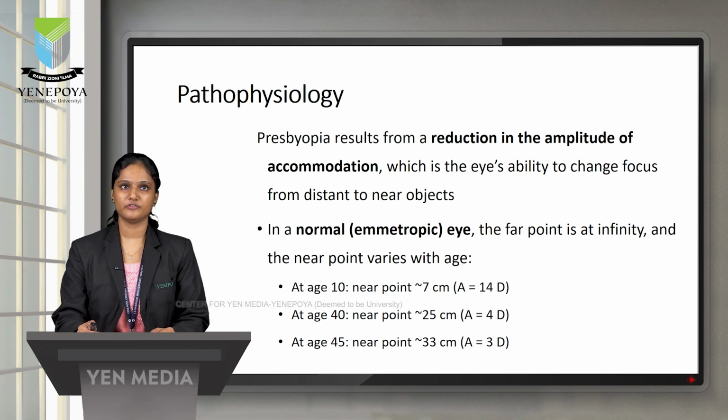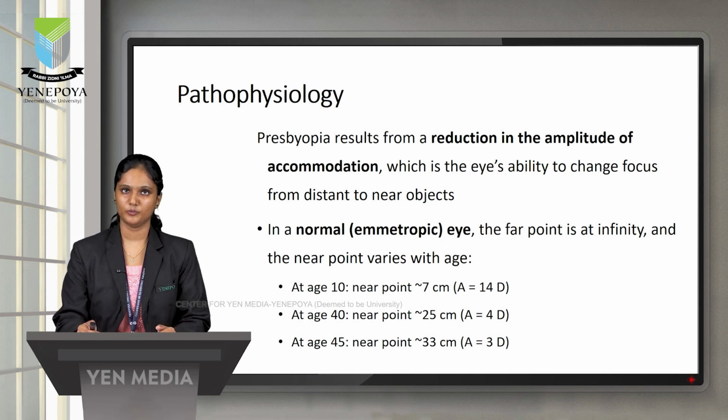So coming to the pathophysiology, presbyopia results from a reduction in the amplitude of accommodation, which is the eye's ability to change focus from distance to near objects. In a normal emmetropic eye, so emmetropic eyes are normal eyes which do not have any refractive error, the far point is at infinity and the near point varies with age.